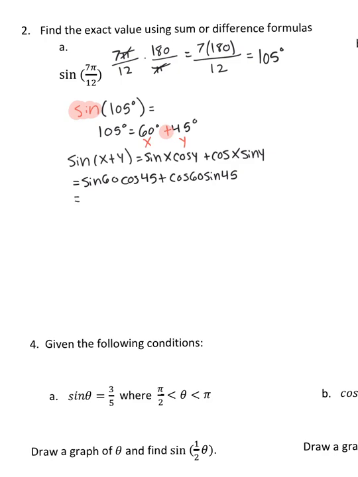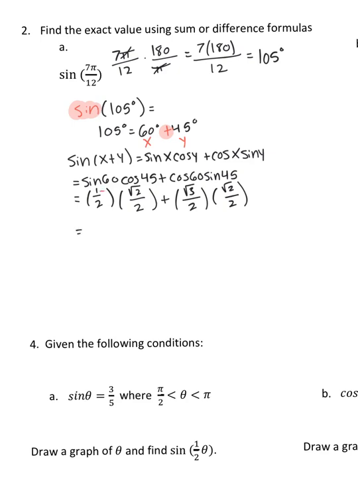And then looking at your unit circle, you need to figure out what these values are. So like sine of 60, go to the angle of 60 degrees, look at the y value of the coordinate that's there, and that's the sine of 60. So you're going to get root 3 over 2. Cosine of 45 is root 2 over 2. Cosine of 60 is 1/2. And sine of 45 is root 2 over 2. And then you're going to multiply these together.